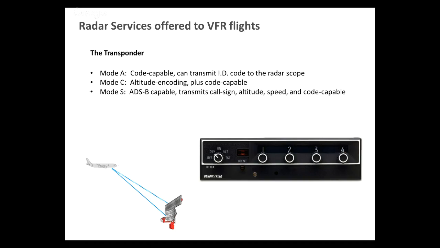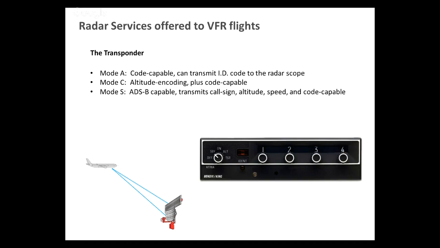Step up a level, and mode C takes a coded transponder and couples it with an altitude encoding altimeter, so that not only can your code show up on the screen, but also your altitude. And if you remember from airspace discussion, in order to transition or enter a Class Bravo airspace, you must have at least a Mode C transponder.